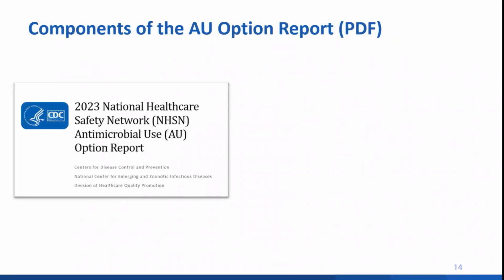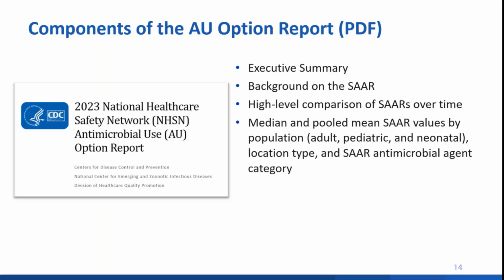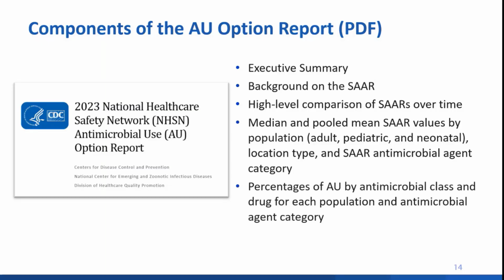And there are two elements to the AU option data report. The first is a PDF document shown here, and this provides an executive summary that discusses the importance of monitoring AU within antimicrobial stewardship programs, as well as background on the SAAR, much of what we've gone over today, a high-level comparison of SAARs over time, median and pooled mean SAAR values by population, location type, and SAAR antimicrobial agent category, percentages of AU by antimicrobial class and drug for each population and agent category, and a discussion of best practices to utilize these data for informed targeted stewardship efforts.